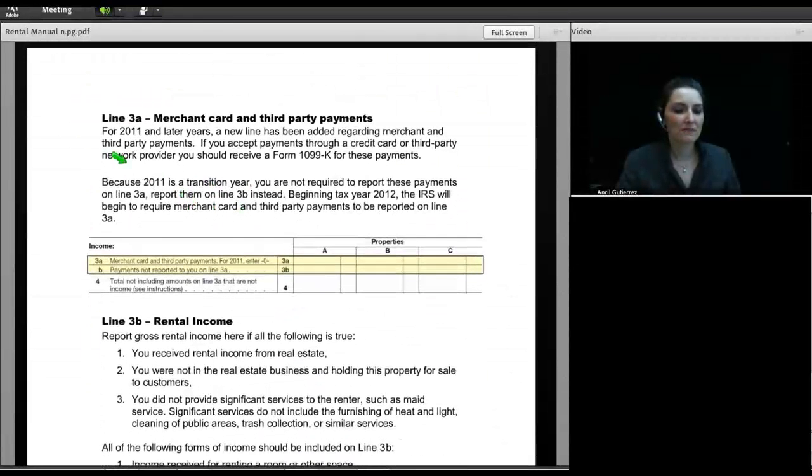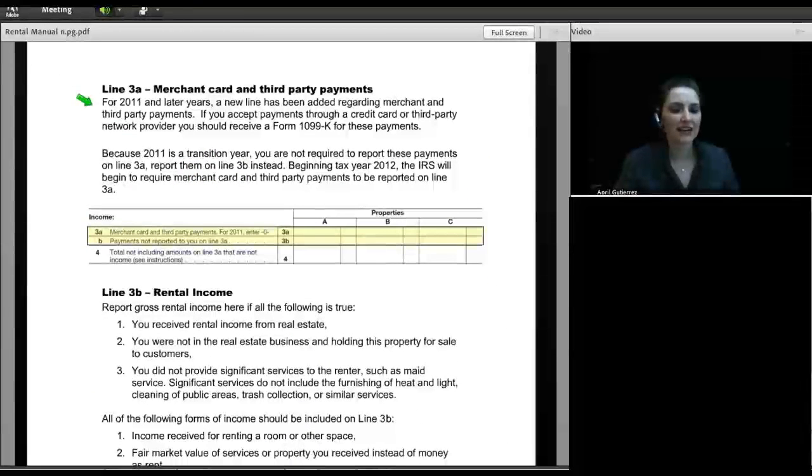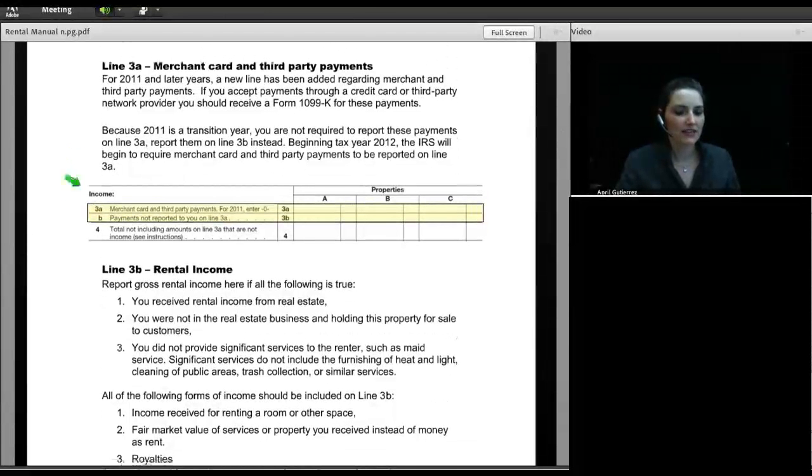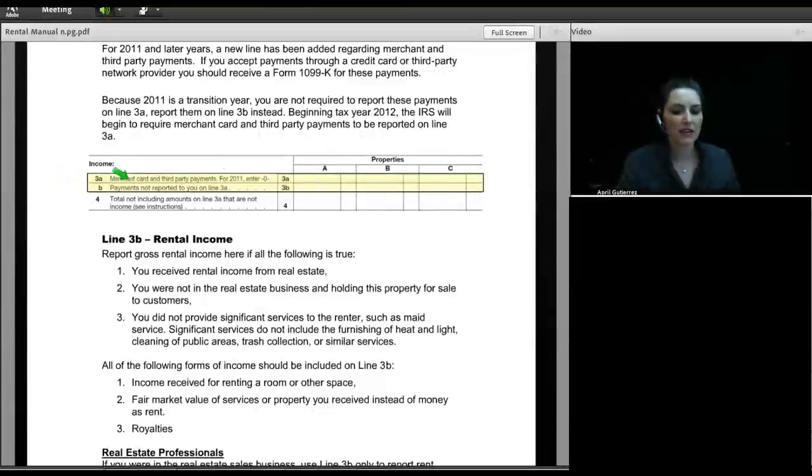Merchant card and third-party payments. For 2011 and later years, a new line has been added regarding merchant and third-party network payments. If you accept payments through a credit card, for example, you would need to enter on line 3A the amount of payment you received through a credit card. However, because 2011 is a transition year, the line appears, but they don't want you putting any numbers on it, and your software would not have even allowed it this year.